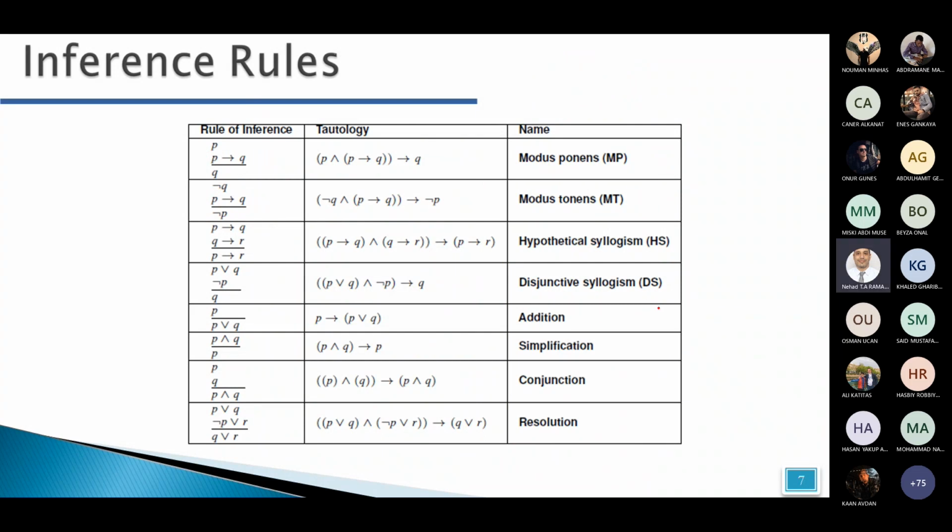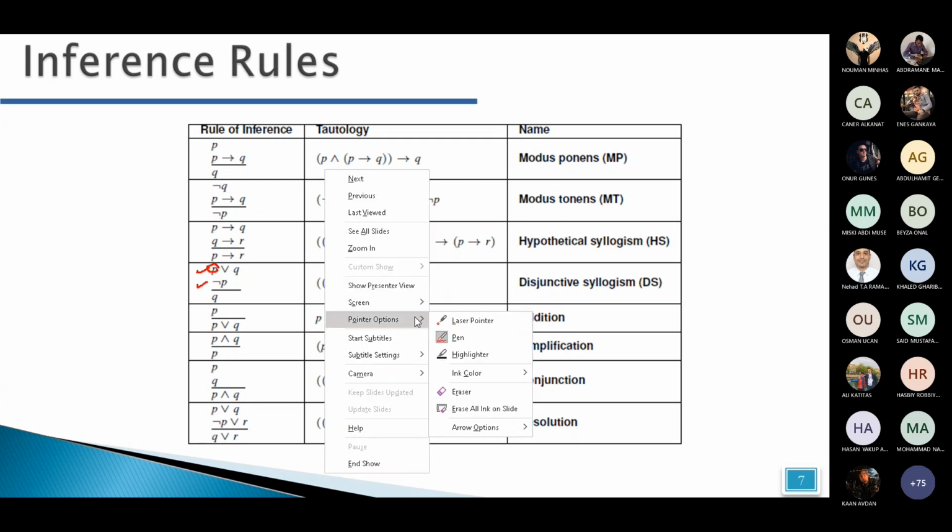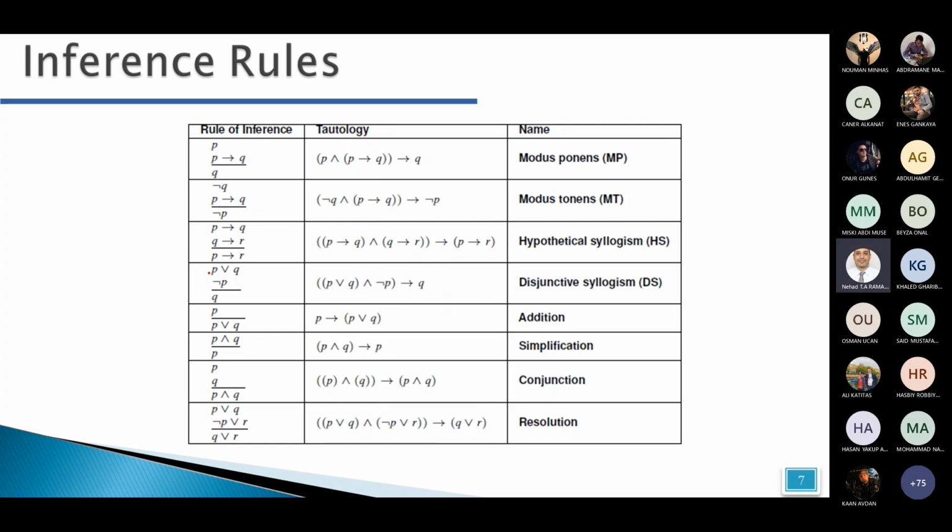The disjunctive syllogism rule says P or Q, this first premise given, and not P. P or Q and not P give us a Q. Okay, so if we have P or Q with not P, this gives us a Q.